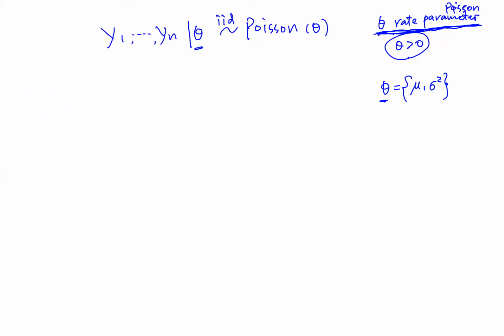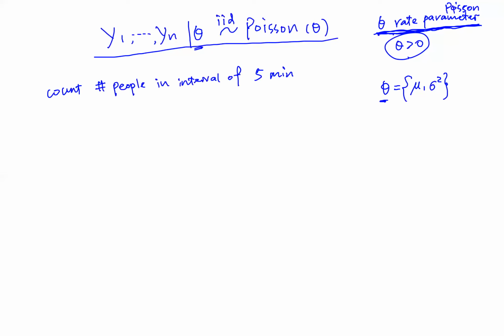Okay, all right. So what are the assumptions over here? What do you think? Maybe let's just use the example that I was trying to say earlier. Say I'm trying to count the number of people in an interval of 5 minutes. I'm standing at the same place, and I'm just going to count how many people. Let's do Y1, Y2, Y3, until Y12, for an hour.